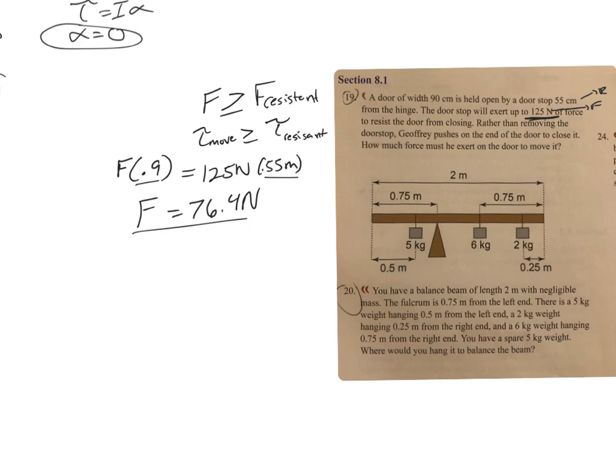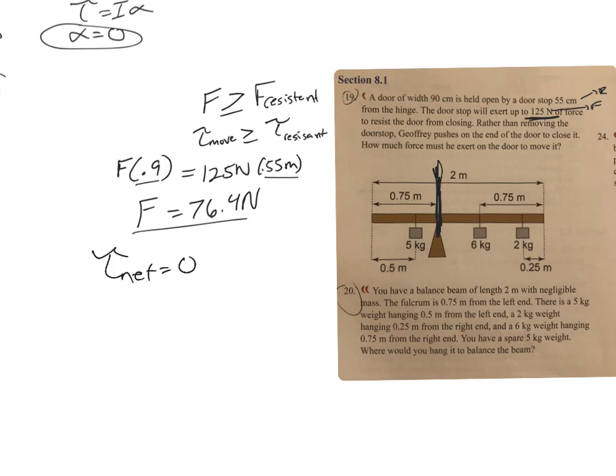All right, number 20. So you have a balance that is 2 meters long with a negligible mass. The fulcrum is 0.75 from the left end. There is a 5 kilogram mass, and it gives you all the different places where they're hanging, but you can see them. Basically, we have an extra 5 kilogram weight. We want to know where it would have to be hung in order to balance this out. So first of all, to balance things out, we need a net torque equal to 0. Secondly, we need to know how far away everything is from the fulcrum.